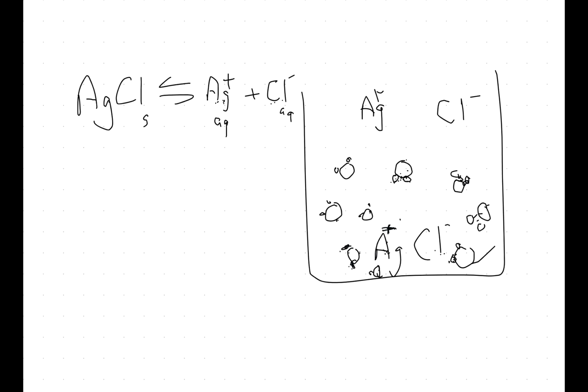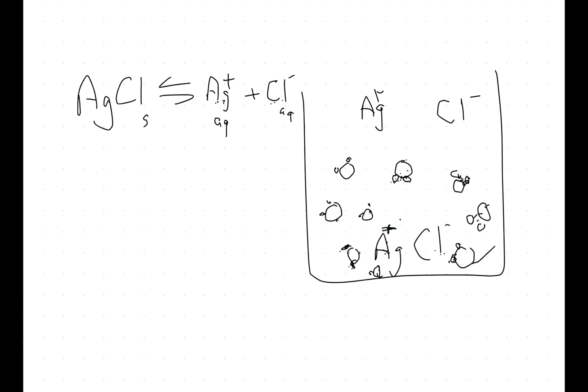But then water will come again to dissociate them. And then they will again make a solid. And then water will dissociate them till we have enough quantity of silver ions and chloride ions in the solution. And we say we reach equilibrium.